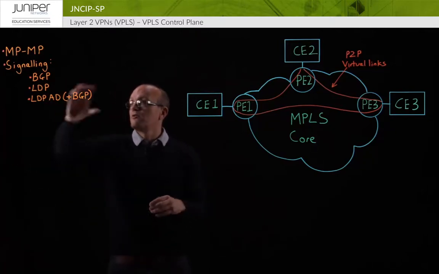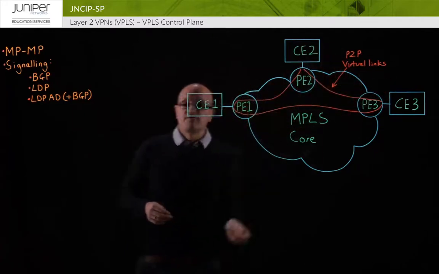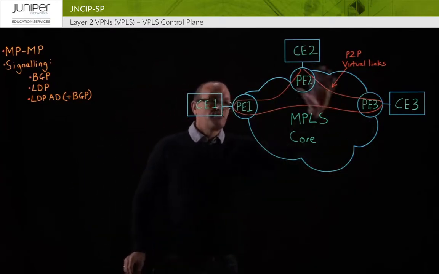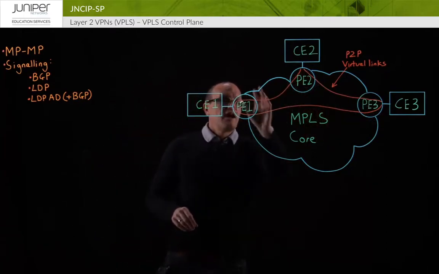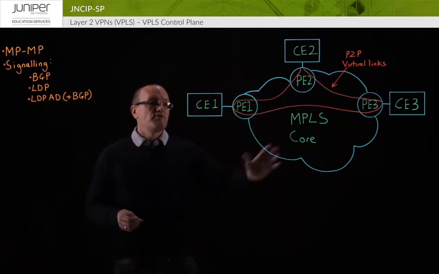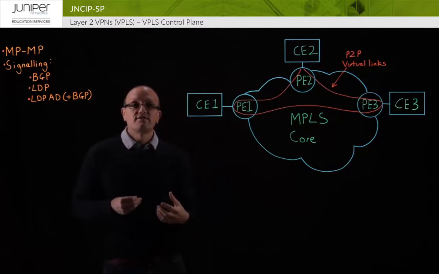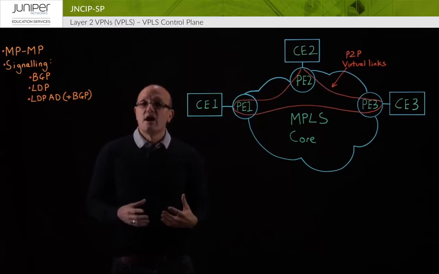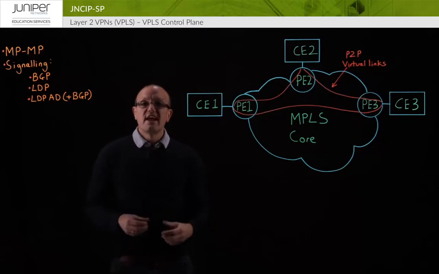So imagine now we've used one of these three signaling mechanisms to establish our full mesh of virtual links. We then need to emulate the behavior of a learning bridge within our MPLS core. So how do we do that? Well, basically, every PE acts as a learning bridge. It's going to be learning where MAC addresses are located, and it's going to be flooding when it doesn't know where to send a MAC address, much like a learning bridge, much like a switch does. We'll examine this in a lot more detail in the next video.